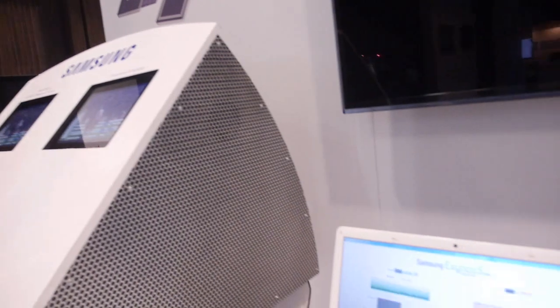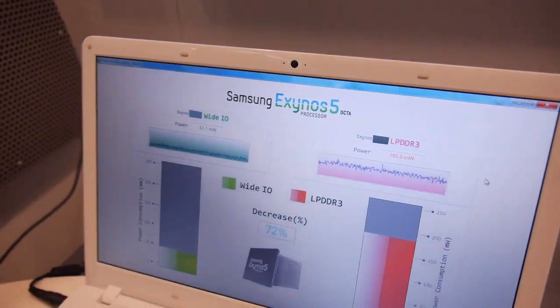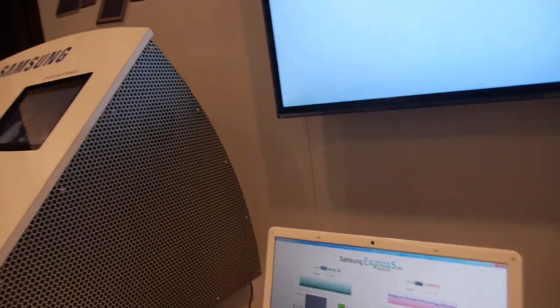Cool. Okay, so how soon can I buy a phone with a wide I/O? And the market needs it. Maybe next year? Maybe later. Okay. Yeah.